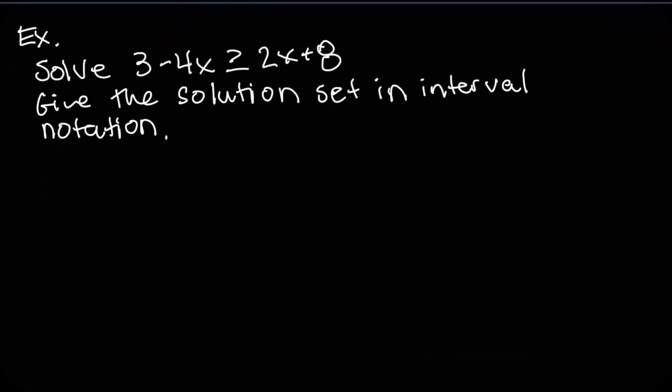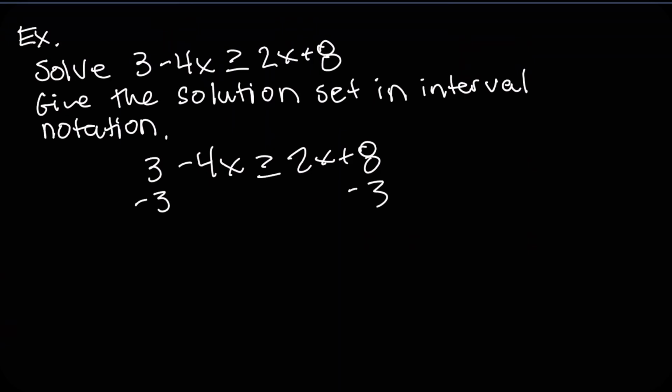So let's go ahead and solve another one here. In this case, we want to solve 3 minus 4x is greater than or equal to 2x plus 8, and give the solution in interval notation. So let's go ahead and solve this for x. First thing we'll do, write out our equation. And then we want to isolate our x and also our constants. So let's go ahead and subtract a 3 from the right-hand side. That gives us 4x is greater than or equal to 2x plus 5.